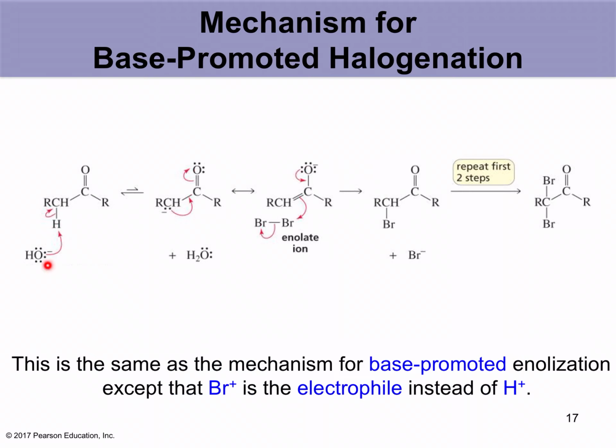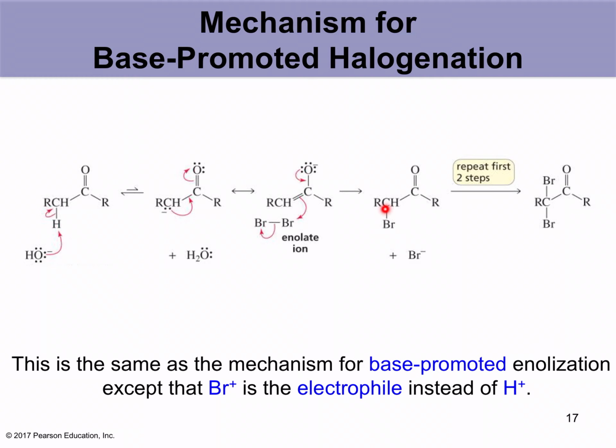So for the base promoted halogenation, you know this step already. Base grabs the hydrogen, forms the carbanion, and then forms the enolate. We have seen up to this part. And then the same thing as the acid catalyzed halogenation. Now here it's not an OH group, it's an oxide, O minus. Forming the double bond gives these pi electrons to form a bond between the carbon and bromine. So the bromine is attached to this alpha carbon.